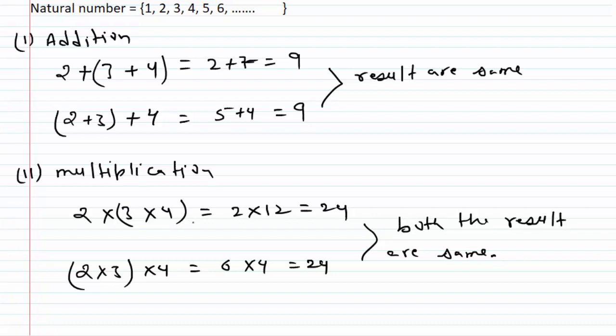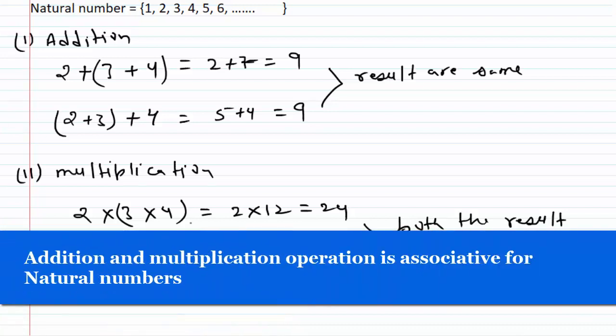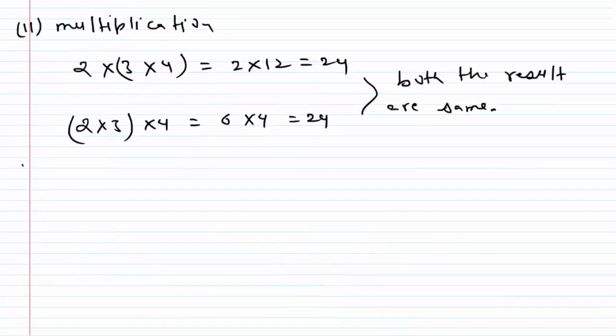So we found that the elements of the natural number set follow the associative property under addition and multiplication. So we will say that addition and multiplication are associative for natural numbers. Let's check the next operation, that is subtraction.